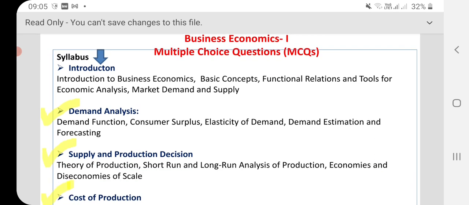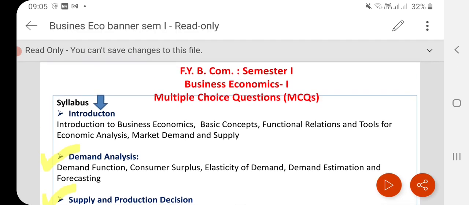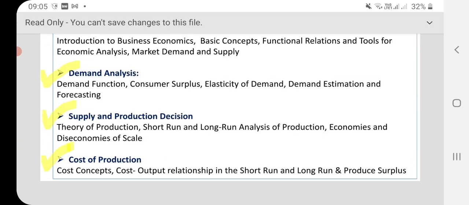Okay students, these are the different multiple choice questions of the business economics paper, which is the compulsory subject for the FY semester 1. So in that we have covered the three important modules, second module, third module and fourth module.